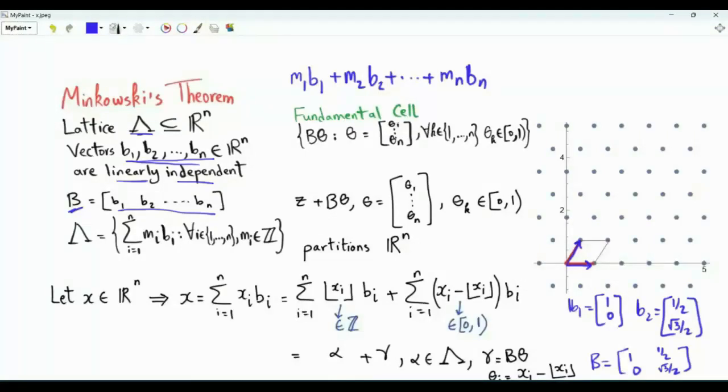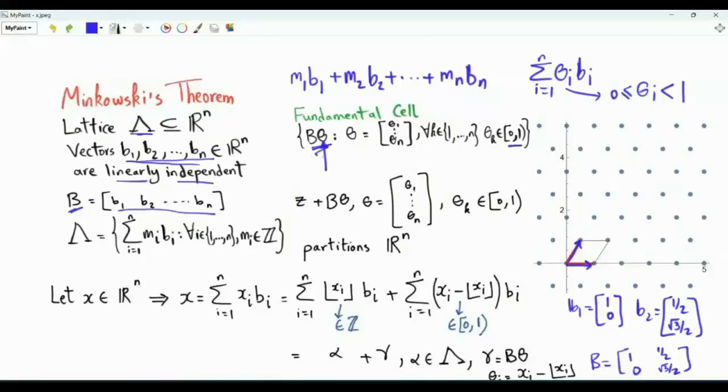What is the fundamental cell of a lattice? It is the points in the n-dimensional space that can be written as matrix B times theta. So this is a linear combination of the columns of matrix B. But the components of vector theta must be non-negative and they must be strictly less than 1. So B theta is a summation from i equals 1 to n of vector bi multiplied by theta i. Theta i is a number that is greater than or equal to 0, but it must be less than 1.